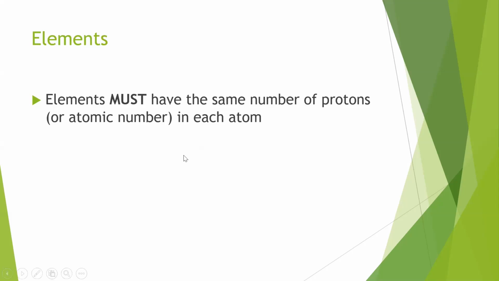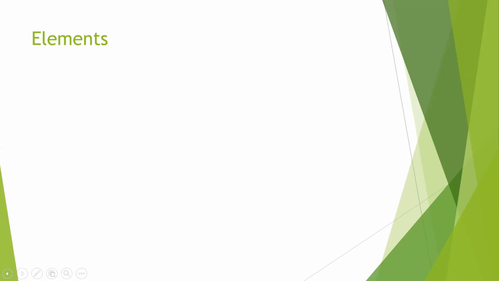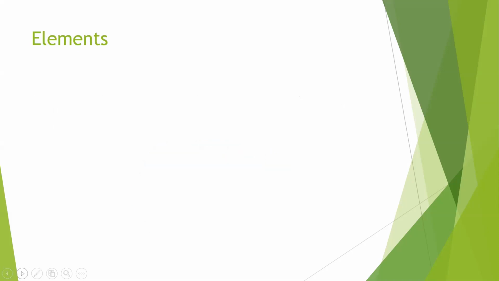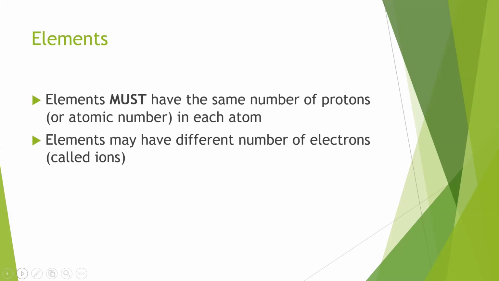Like carbon was the other example I had earlier. Beryllium and carbon are elements, so they're a type of atom. This atom is called carbon, and it's determined by the number of protons in it. Okay, so elements may have different numbers of electrons, and those are called ions. They can have different numbers of electrons because atoms can easily lose or gain an electron.